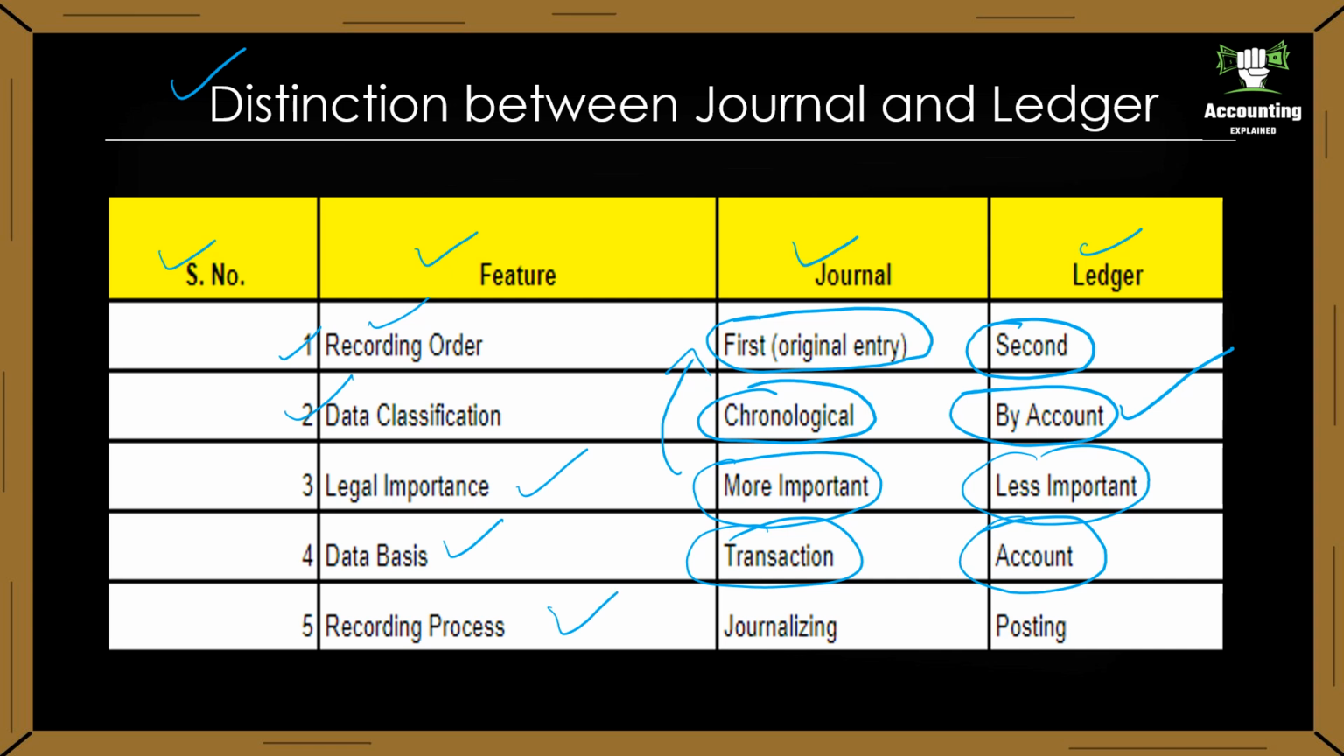Next, recording process. We call writing the journal as journalizing, whereas when we transfer the journal entries to the ledger, we call it posting. These two things are very important. Remember, writing a journal entry is called journalizing, and writing ledgers, or taking from the journal and writing in the ledger account, is called posting.